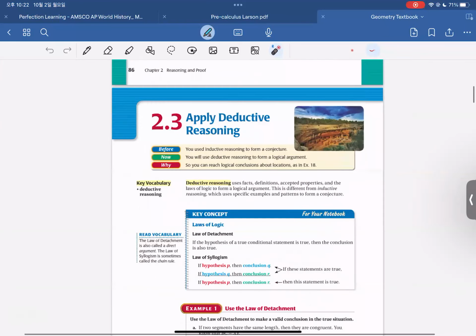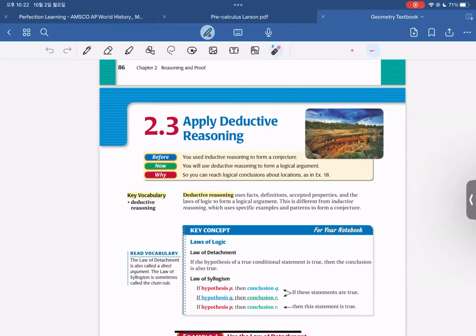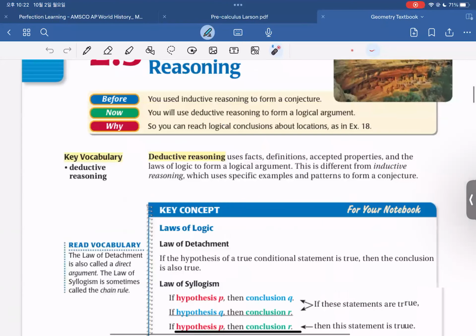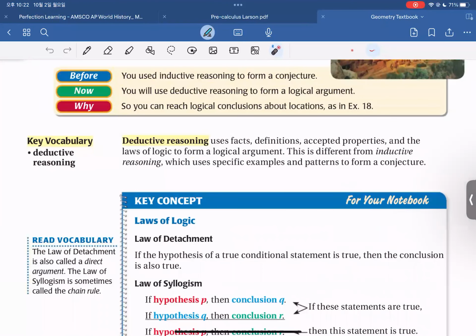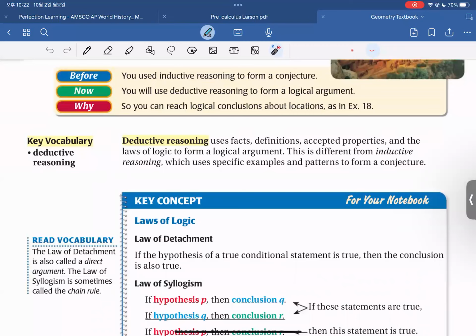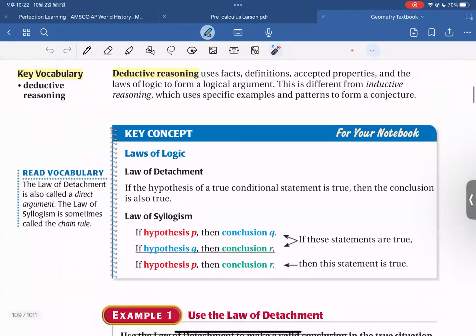When you think of deductive reasoning, you have to first think of proofs, and this is basically the first part of proofs. But first, what is deductive reasoning? It's basically using facts, definitions, accepted properties, and the laws of logic to form a logical argument. It's not like using examples, it's basically facts. So some things we learn, like the linear pair postulate, vertical angles congruence theorem, the ruler postulate, or any other theorem, would all be used in deductive reasoning. But let's look at what the law of logic is.